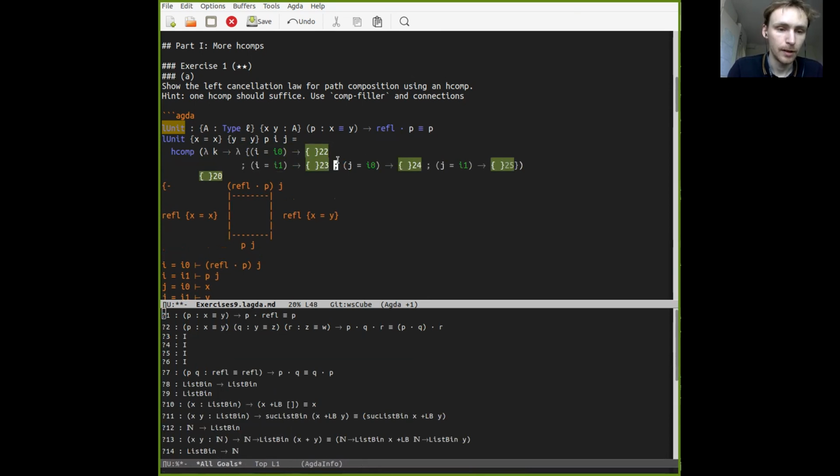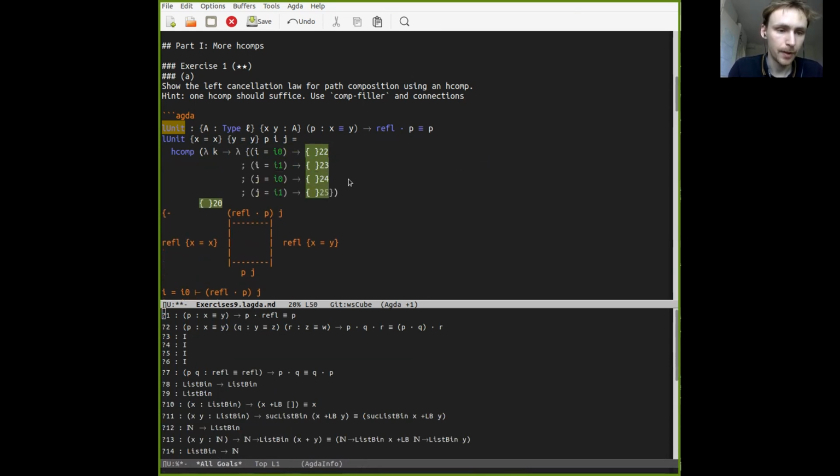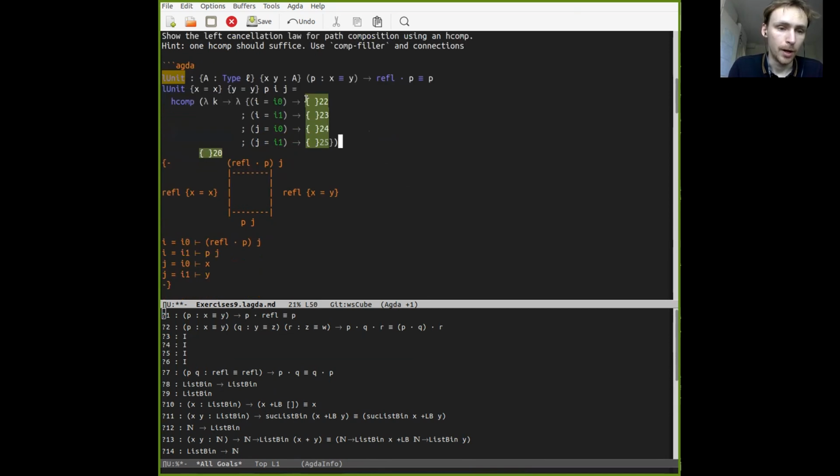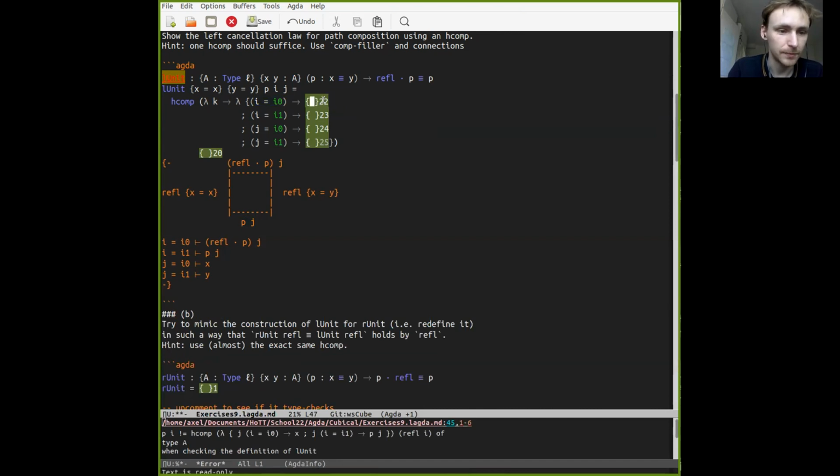So to remind you how the HComp works, whatever term I put in here, for example for I0, depending on K, when K is I1, it has to be literally PJ. Did I mess up the directions again? I think I did. Oh, sorry. Wait, here we want something that reduces to PJ, right? Oh no, I'm so sorry. PJ is here, right?